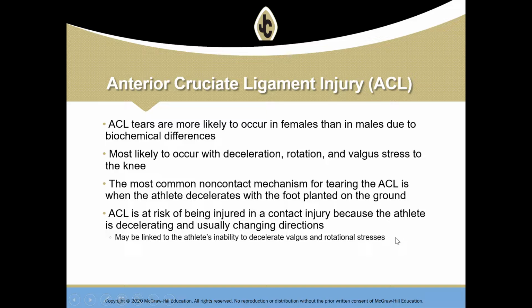Okay, so remember, we talked about the ACL controlling anterior movement of the tibia on the femur. So in that case, when there's that deceleration happening, if the ACL fails because of the motion that's happening there, it will tear.